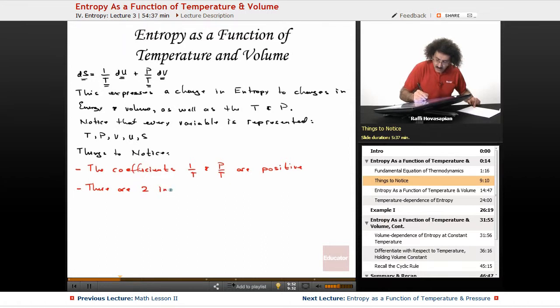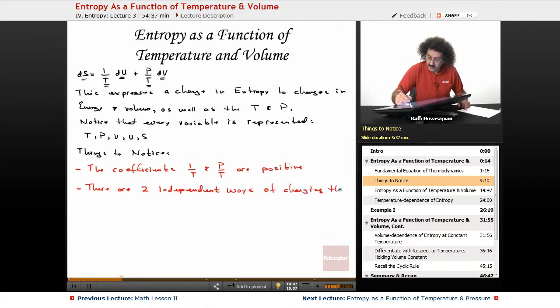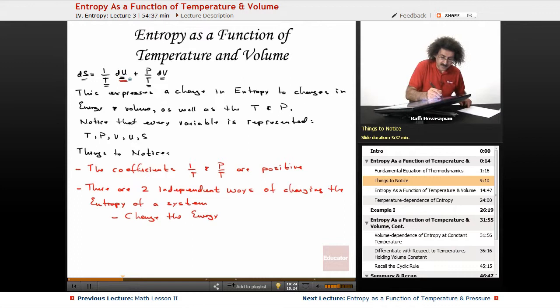There are two independent ways of changing the entropy of a system. The first way is change the energy. That's that one. The other way is change the volume. If you make changes to either or both, you change the entropy of the system.